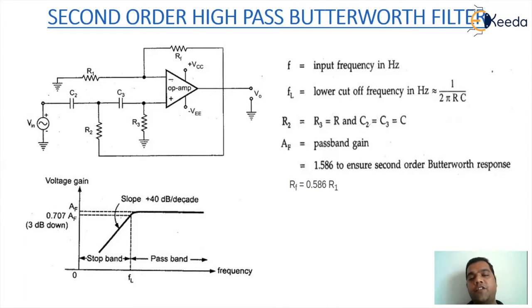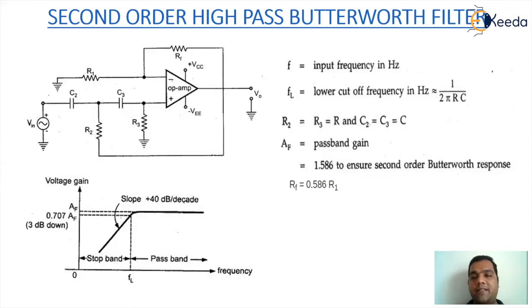So if your observation is sharp, you can just swap the positions of the passive components in the filters. Automatically we can jump from low pass to high pass and high pass to low pass, because the frequency calculations are going to have a similar relation and the gain is going to be fixed in both the cases, which will be 1.586.